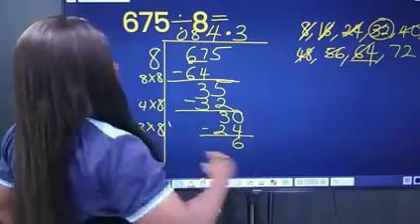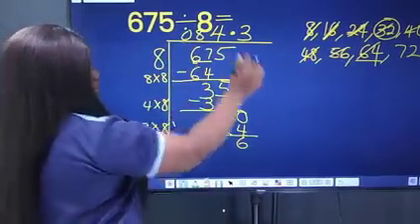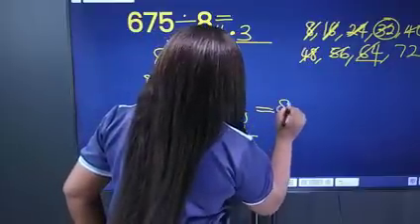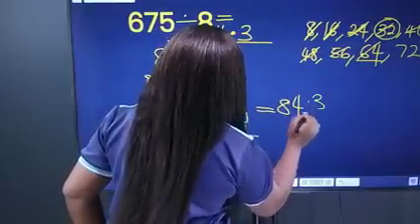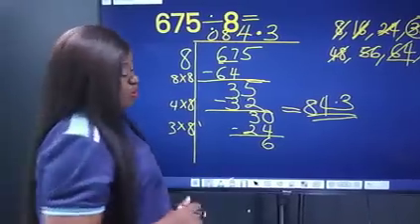Now we can continue on and on to 2 decimal places, okay? But I want us to stop here today. So that's 84.3. So the answer is 84.3. It is very easy to divide like this. Let's see one more example.